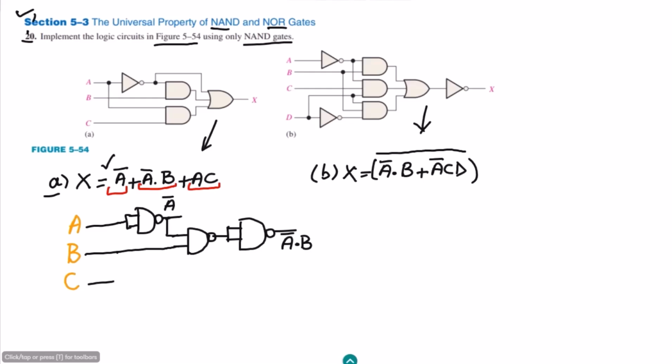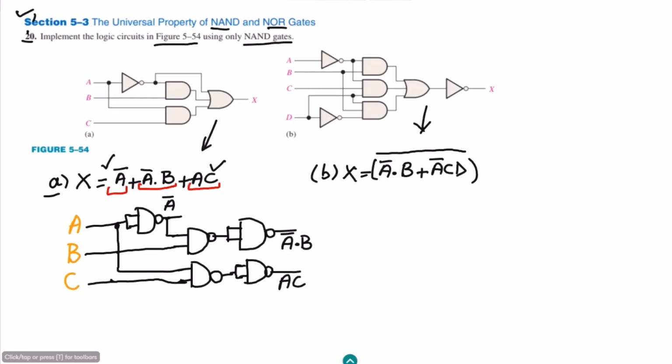Similarly for the third one, here I have AC. For AC I will also use the same combination which I have here, so that would be the first NAND gate, and after it I have to use the same NAND gate to which the two inputs are interconnected, and here I have to apply A and C. So A will be here, and C will be here. Here I will get AC.